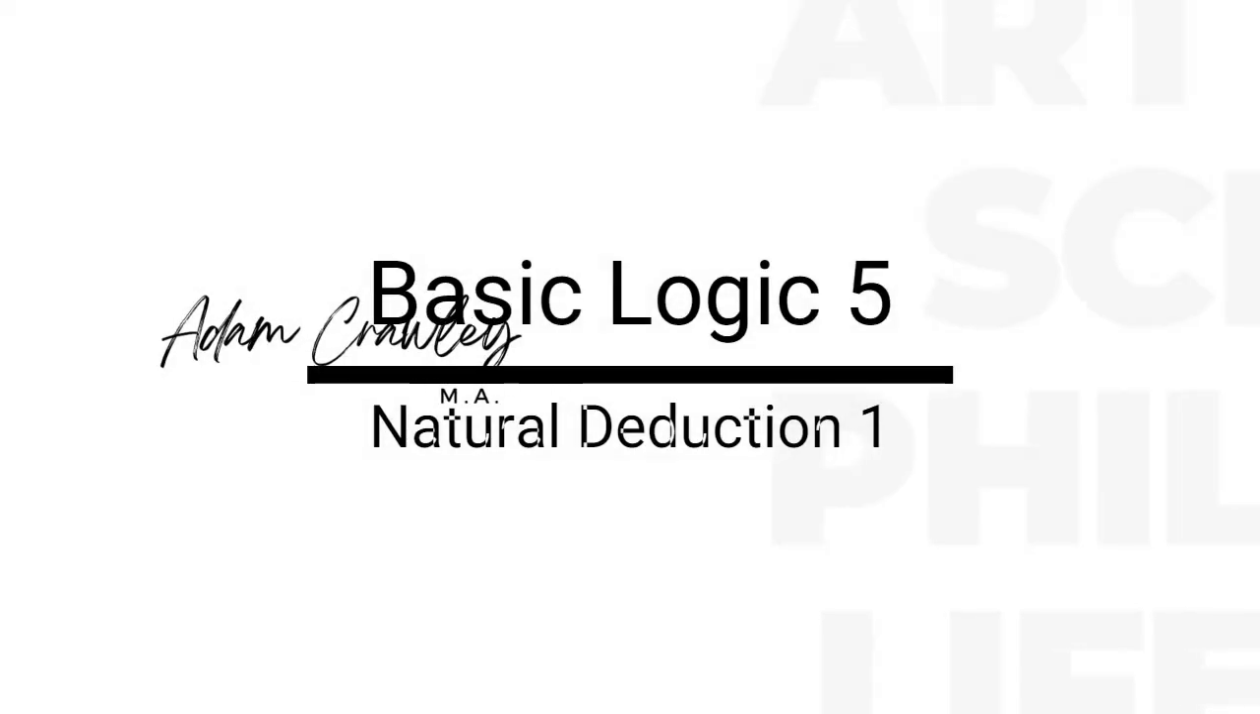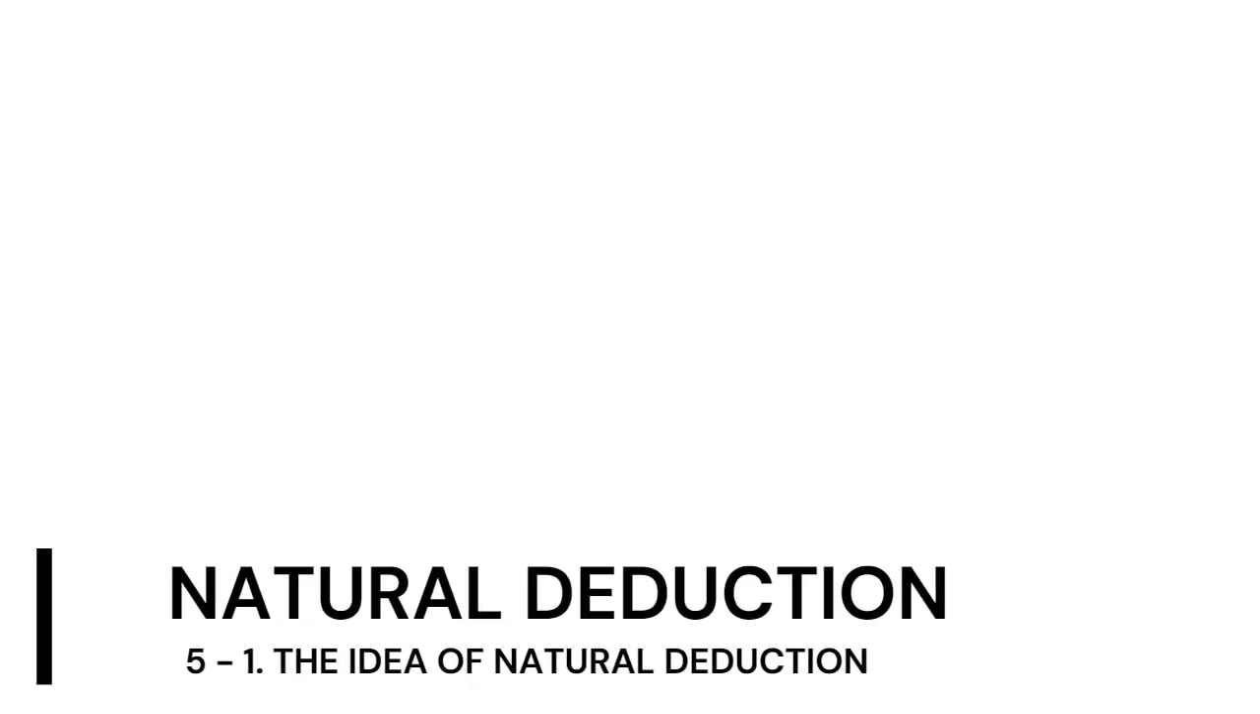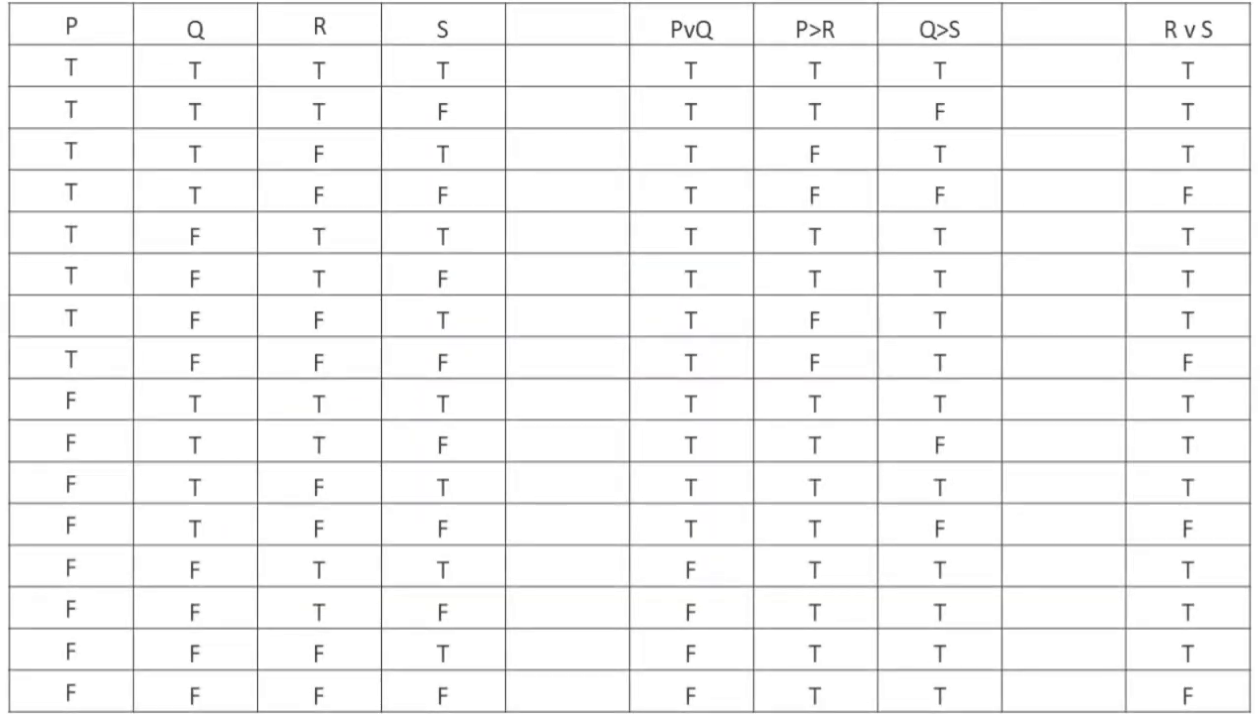In this lecture, I'm going to introduce the concept of natural deduction, derivations, subderivations, and some rules of inference. Natural deduction is a way to test validity that is closer to natural human reasoning than truth tables, which are more like algorithmic computer reasoning. The truth table method is comprehensive, but it's also exhausting for humans and no fun at all.